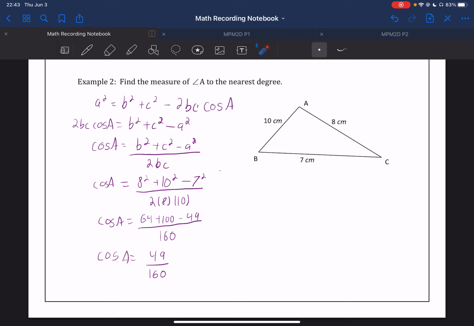You've seen this before when we were doing our primary trigonometric ratios. If we want to find out what our A is, we need to take the inverse of cosine. So what we're going to do is go up here and we get A equals cosine inverse 49 over 160. We put that in our calculator, we're going to get an A value of 44 degrees.